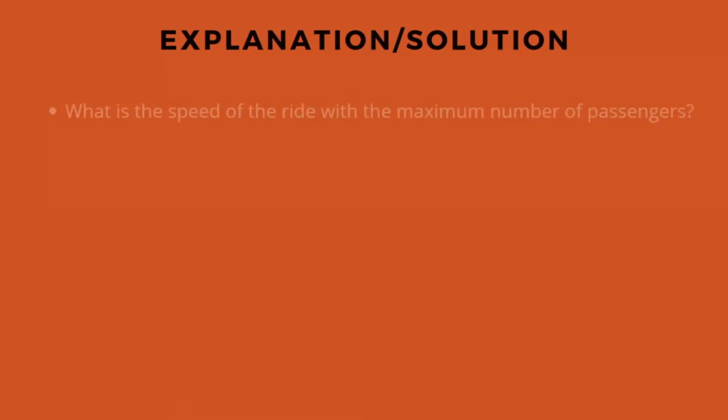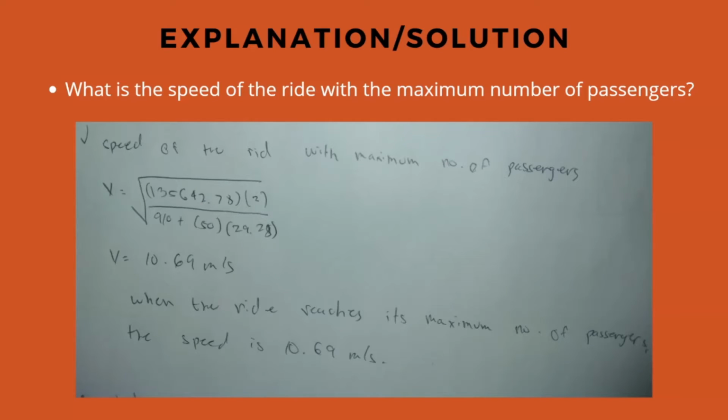Number 3. What is the speed of the ride with the maximum number of passengers? V is equal to the square root of 135,642.78 times 2 over 910 plus 50 times 29.28. So V is equal to 10.69 meters per second. When the ride reaches its maximum number of passengers, the speed is 10.69 meters per second.